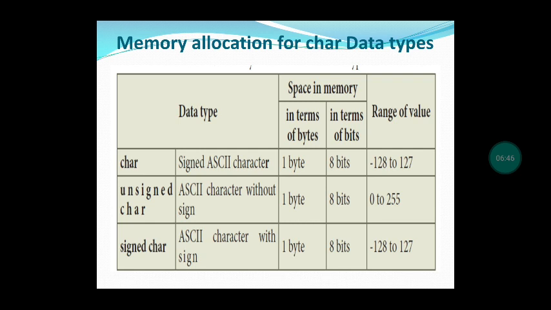An unsigned character, same as character, is 1 byte, that is 8 bits, but its range is from 0 to 255. This is an ASCII character without a sign. A signed character means this is an ASCII character with a sign, and it has 1 byte, that is 8 bits, and its range of values is from minus 128 to 127.